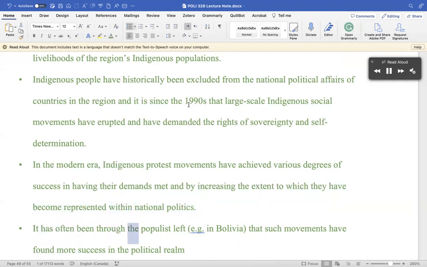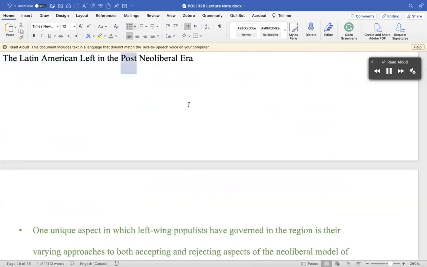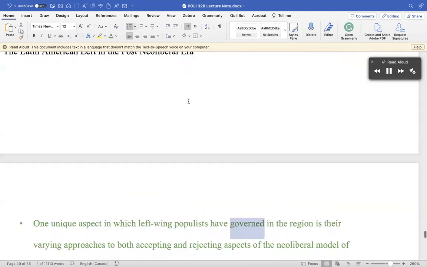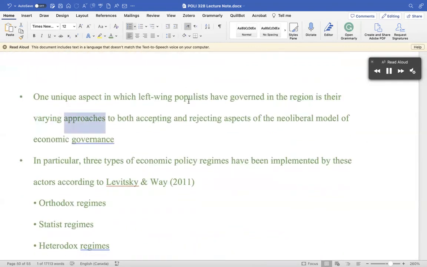It has often been through the populist left, e.g. in Bolivia, that such movements have found more success in the political realm. The Latin American left in the post-neoliberal era. One unique aspect in which left-wing populists have governed in the region is their varying approaches to both accepting and rejecting aspects of the neoliberal model of economic governance.